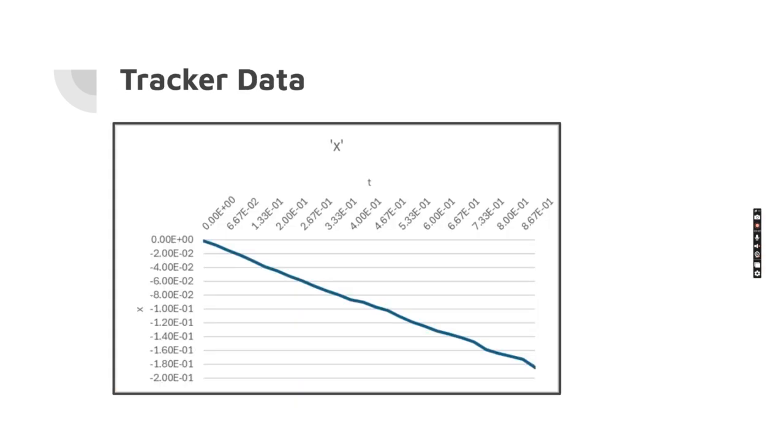Data from the tracker plots position on the y-axis and time on the x-axis. With this, we can see a noticeable linear trend. On a position versus time graph like this one, a line indicates a constant velocity, and in this graph specifically, we see an almost perfectly straight line.